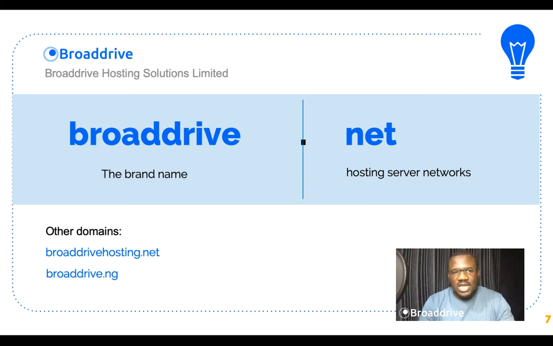So I'll give you an example now. The company is Broaddrive Hosting Solutions, and our domain name is broaddrive.net. Broaddrive meaning the brand name, and .net meaning the hosting server networks, because net stands for networks. However, we have other domain names like broaddrivehosting.net, and we also have broaddrive.ng associating the business with Nigeria.